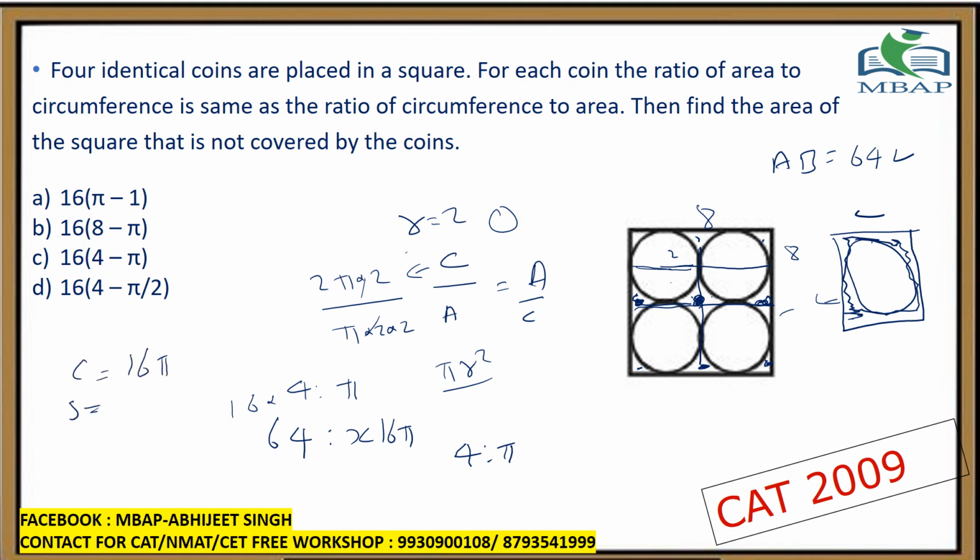The square has an area of 64. So the region which is not covered by the circle in the square is 64 minus 16 pi, which is 16 times (4 minus pi). Which option will you mark? You will mark option C. So these are all the possible diagrams. Whenever you see a polygon in a circle, it has to be a 4 by pi diagram. That's a CAT 2009 question.